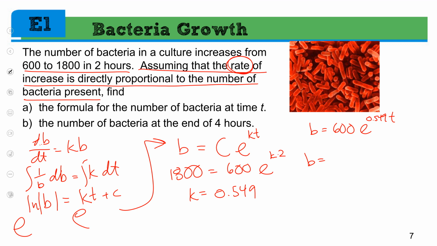Got 5,400. I also got 5,400. Bacteria, right? Did I spell that right? Bacteria. Yeah. 5,400.